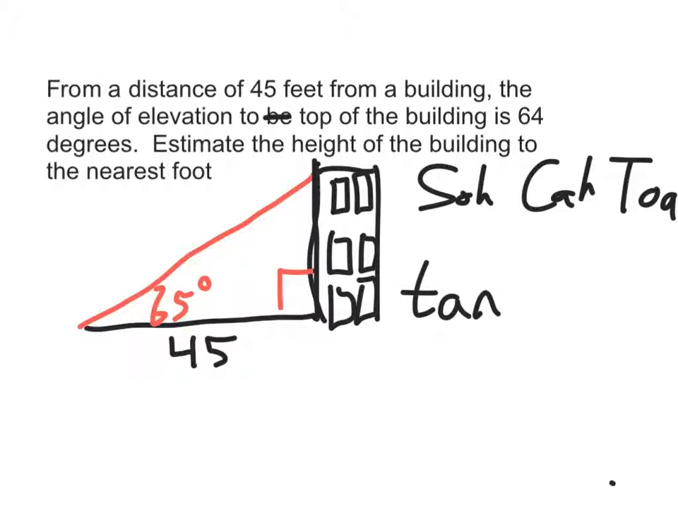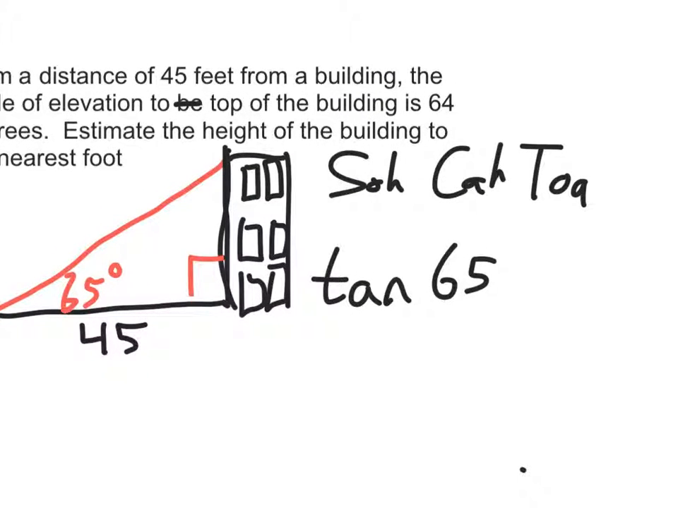And the way you write your ratio is always by writing the trig function you decide on, the degree inside the trig function, and then it's supposed to be the opposite divided by the adjacent ratio. So the opposite side is x, and the adjacent ratio is 45. And those are supposed to be equal to each other. Okay, so this is how a trig ratio is always set up with SOHCAHTOA.